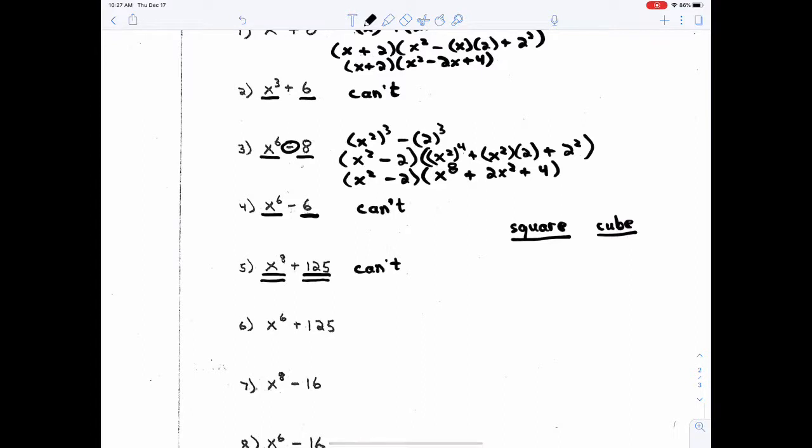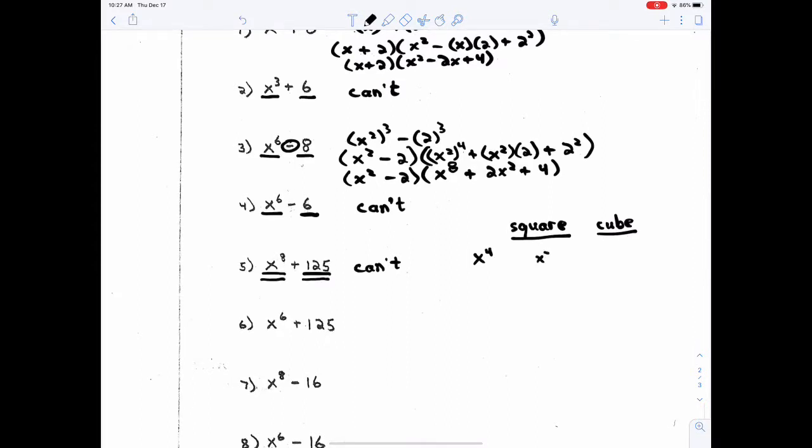Let's take a look at x to the 4th. Okay, that's a square because it's the same as x squared squared. It's not a cube. Let's take a look at just the number 4. That's a square because it's 2 squared and it's not a cube. Okay, here's where we might start running into difficulty now. Let's take a look at x to the 6th power. Okay, that is a square because it's x to the 3rd squared.